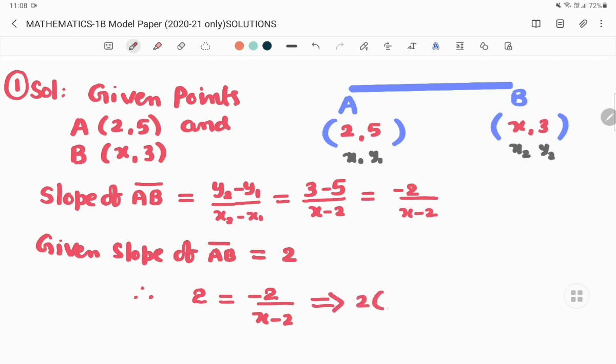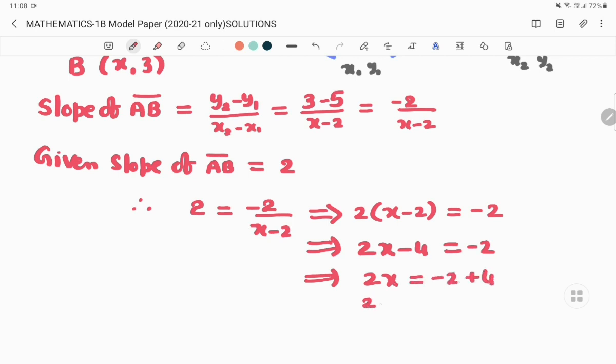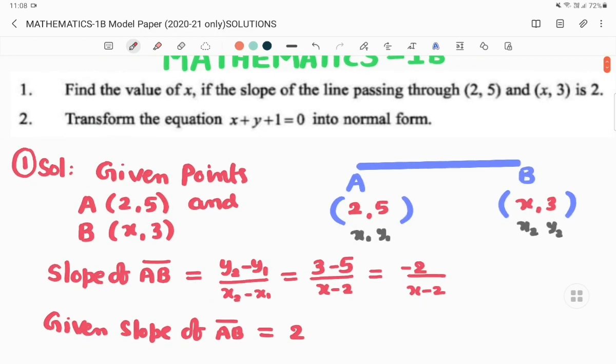Cross multiply. 2 into (x minus 2) is equal to minus 2. So 2x minus 4 is equal to minus 2. 2x is equal to minus 2 plus 4; minus 4 we are taking to this side. 2x is equal to 2, x is equal to 1. The first question is completed, so we will move to the next question.